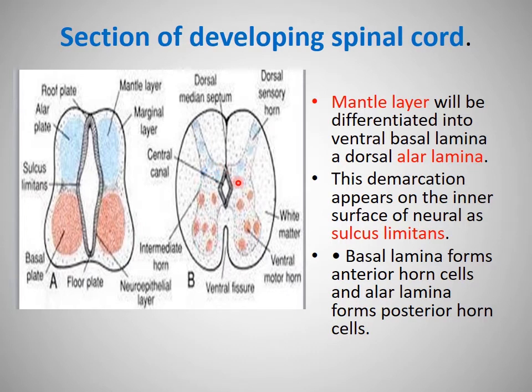So you can see here the central canal will be reduced to a smaller central canal, with the sulcus limitans surrounding it. It will shrink because of the growth of this gray matter. Now, the surrounding area around the gray matter is the white matter, which is formed by the marginal zone or the marginal layer of the neuroepithelium. Then you can see the ventral fissure and the posterior median sulcus of the spinal cord also.